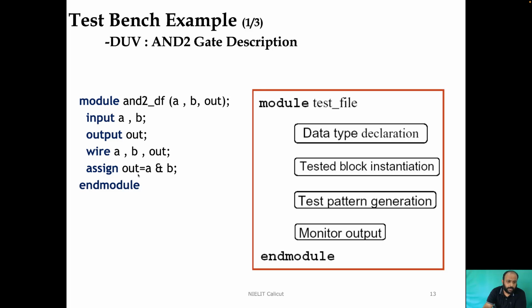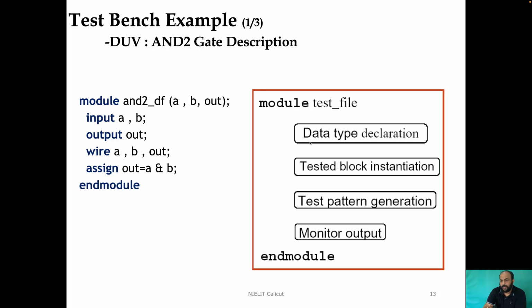So the output is out, and the functionality is nothing but A ampersand B. So this is a simple 2 input AND gate. Now we are going to write the test bench for that. If you look at the test bench structure, basically it itself is a module without any terminal ports.